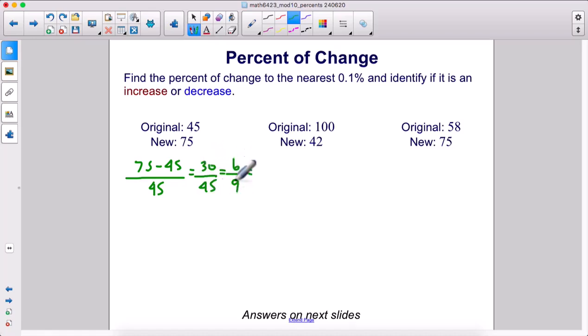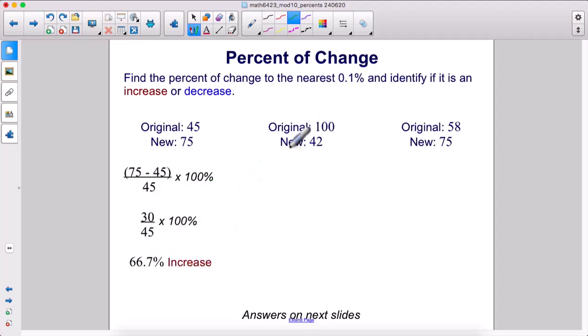So both of these divided by 3 gives us 2/3, which is 0.67, and then what we're going to do is multiply by 100%, so it's going to move it over. Actually, I won't round to 0.67. I'll leave it as 0.66666 so that we can then round where we want to. So times 100%, we're going to move the decimal there, and we're going to get 66.7% since we want to round to the nearest 0.1%. And this is an increase because the original number is less than the new number.